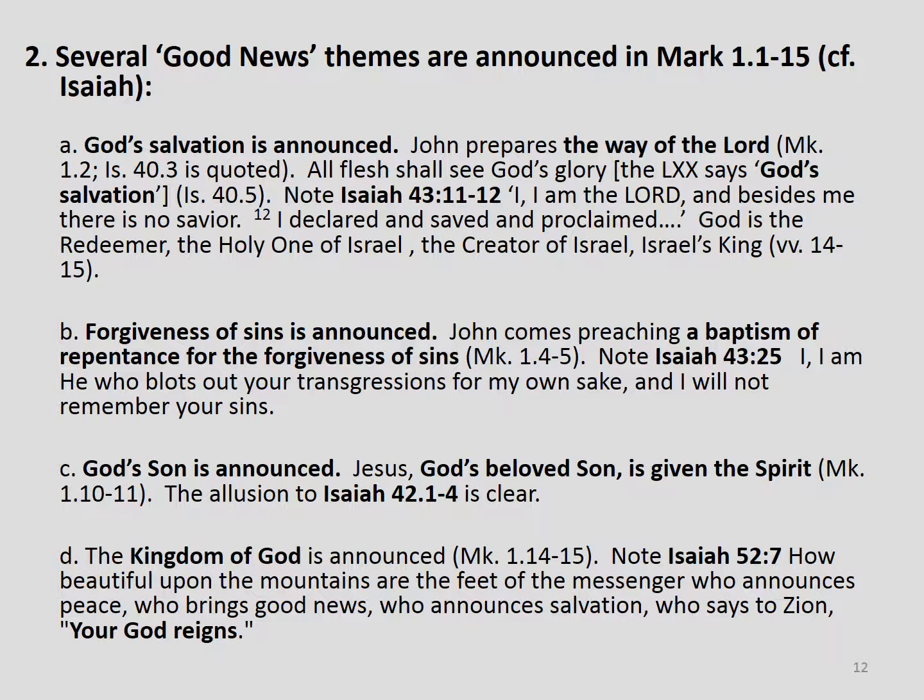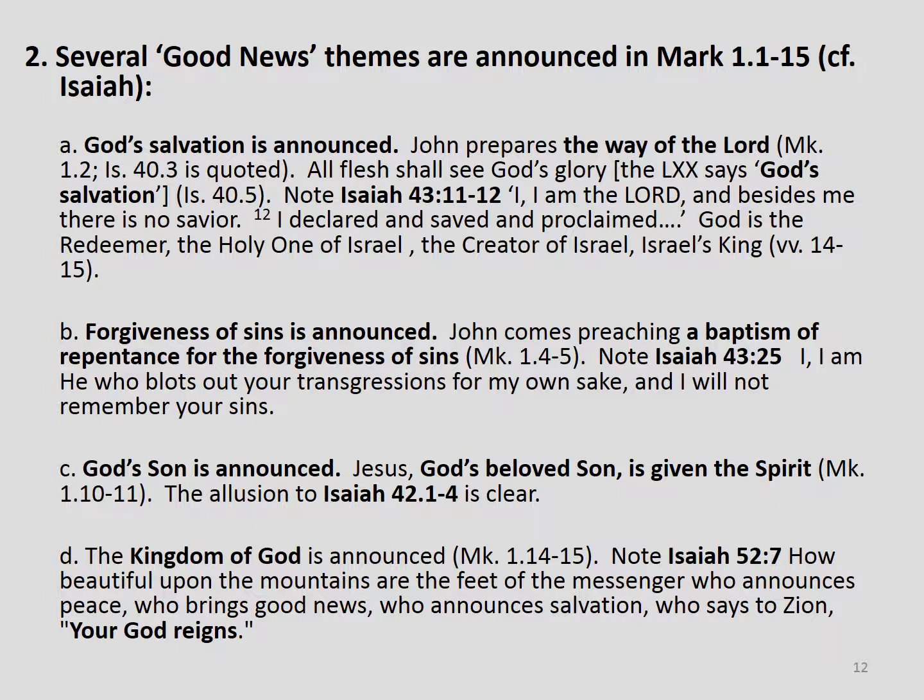Secondly, there's forgiveness of sins that is announced in Mark 1:1 through 15. John comes preaching a baptism of repentance for the forgiveness of sins. Isaiah 43 verse 25 says, "I am he who blots out your transgressions for my own sake, and I will not remember your sins." Thirdly, there's God's Son who is announced.